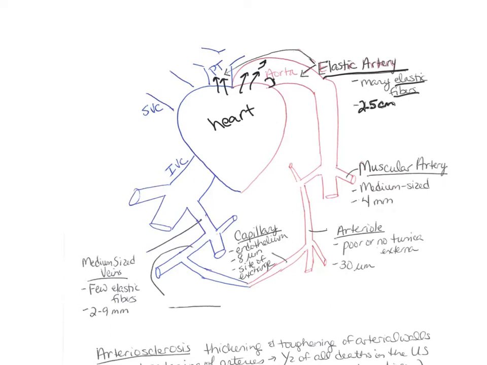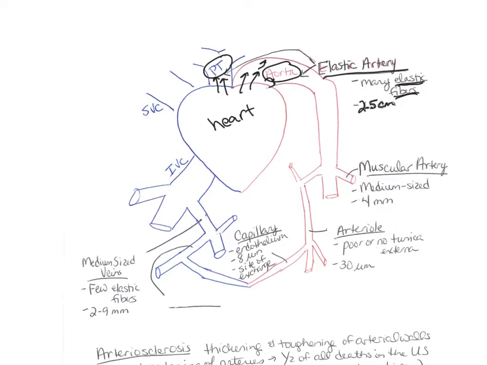The tunica media doesn't have a lot of smooth muscle. Again, it has mostly elastic fibers. It's the heart that's pushing the blood through these large vessels, so they really don't need smooth muscle to contract to try to push the blood further. And again, the examples of these elastic arteries are the aorta and the pulmonary trunk.